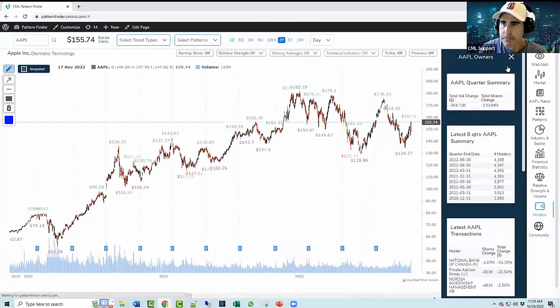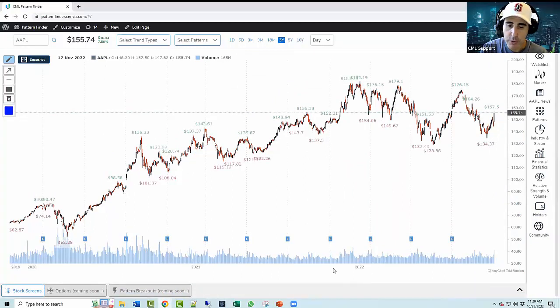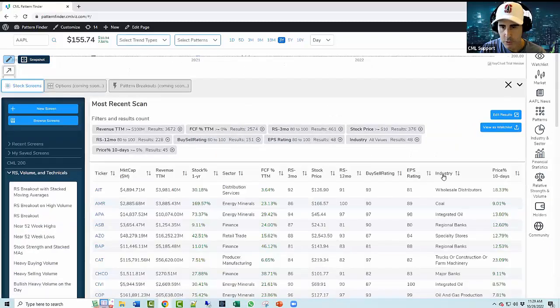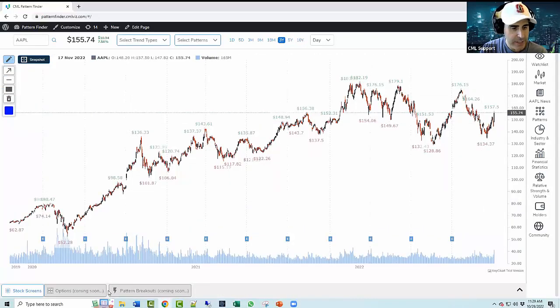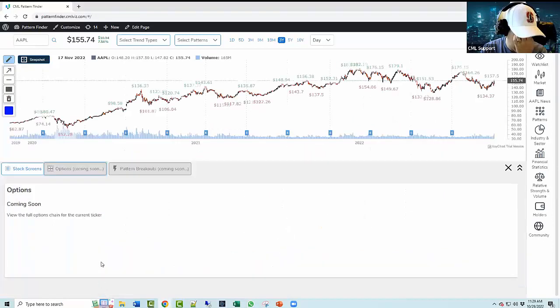I can close it. Now, if I scroll down to the bottom of the screen, which we're going to be doing as we build these methodologies, there's a few things. This is how you create screens. Don't worry about it right now. I'm just letting you know that's there. We have something called options. It's going to be real-time option prices coming soon. The thing that's coming the soonest, let's say within 1 to 2 weeks, is pattern breakouts.